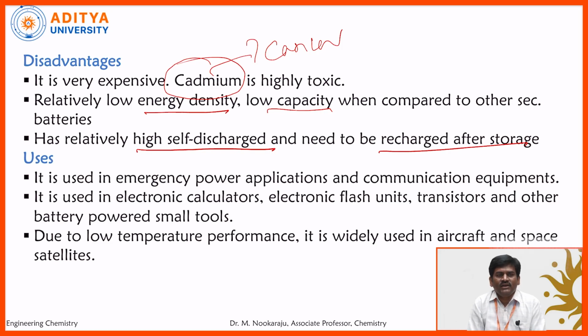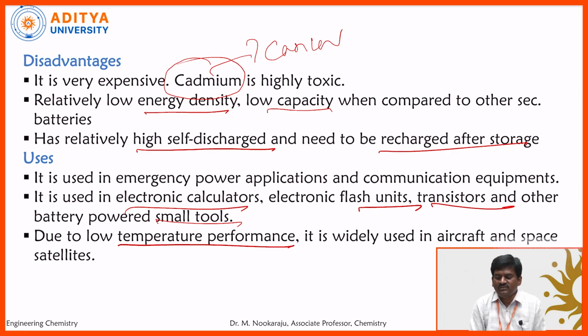So what are the uses? It is used in emergency power applications and communication equipment, and we can use it in electronic calculators, flash units, transistors and other battery powered small tools. Due to its low temperature performance, it is widely used in aircraft and space satellites. This is about the nickel cadmium battery.